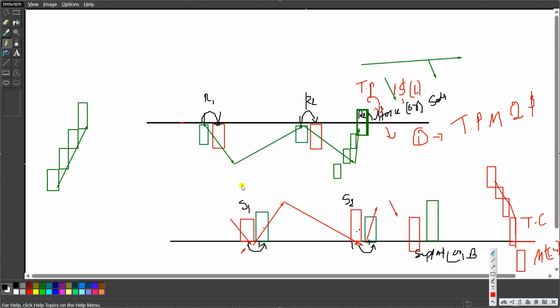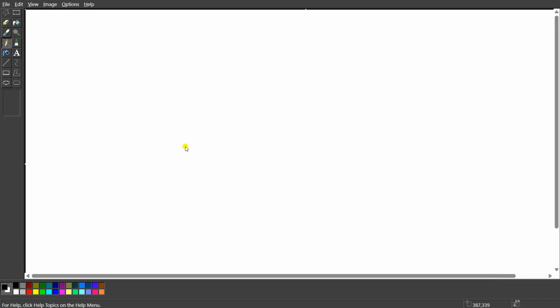Another point: this strategy will not work every time, so we have to take only limited trades, 10 trades per day, and then the winning ratio can be almost 80%. Do not try to use this strategy for the entire day or entire sessions. Only one session per day will work. So let us move on to the practical chart.